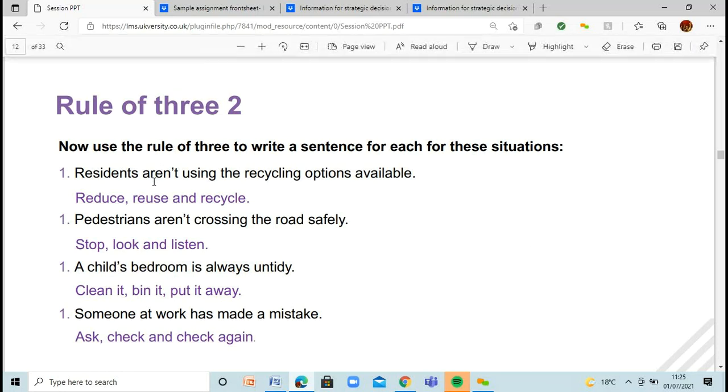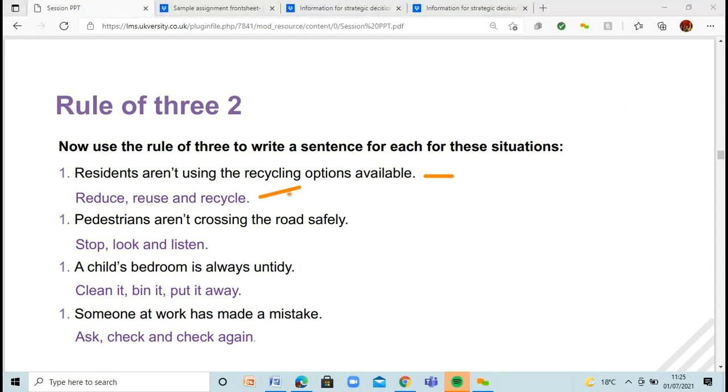I wouldn't want to look at this, because if that was in a leaflet, the top section, I'd be like, I'm not bothered. But this is more punchy, and it makes me want to pay attention to it. Then pedestrians aren't crossing the road safely. We change that to stop, look, listen.